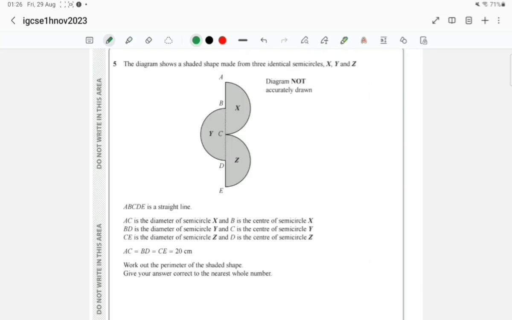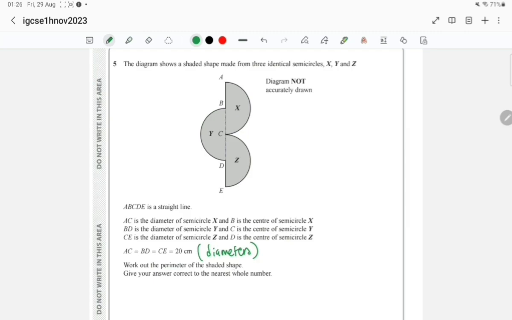Question 5. The diagram shows the shaded shape made from 3 identical semicircles, x, y, and z. Now ABCD is the straight line, AC is the diameter, BD is the diameter, and CE is the diameter as shown here. Now AC is equal to BD is equal to CE, which is equal to 20. Okay, so these are the diameters. Work out the perimeter of the shaded shape.